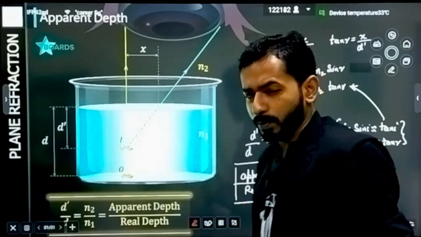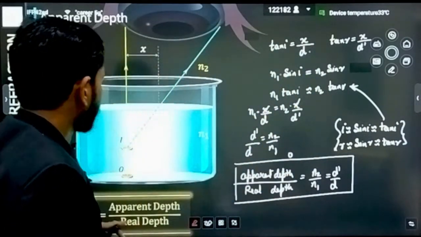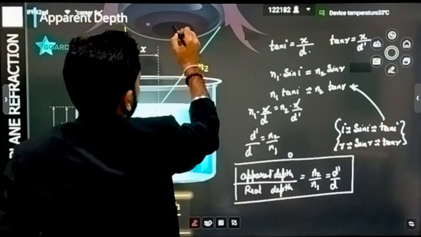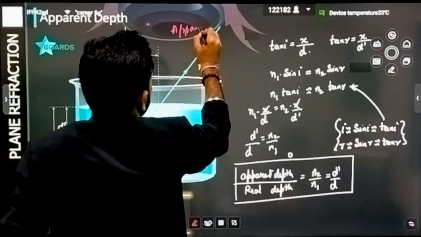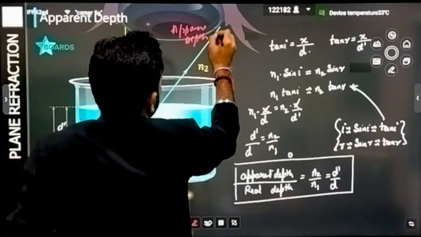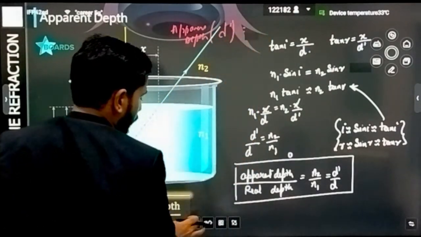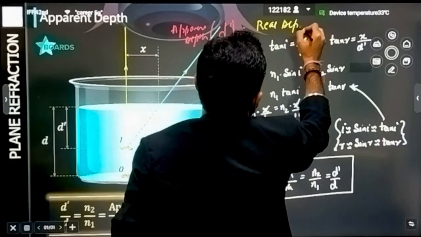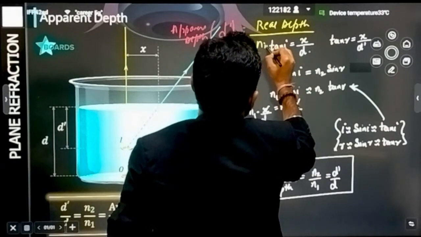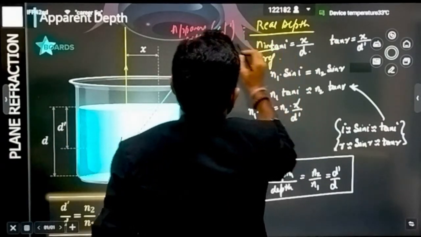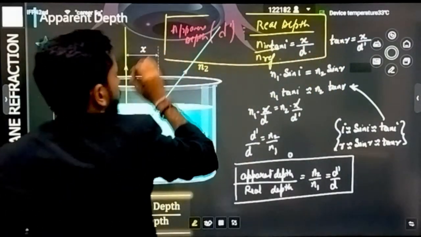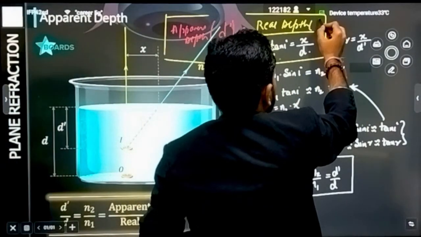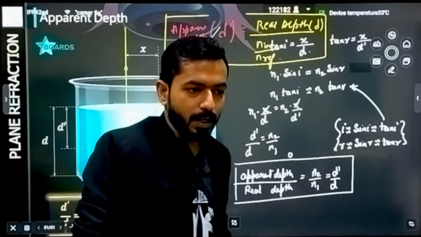For your board perspective, you have to remember this complete derivation. What is the final result that you will be writing here, how this formula you have to remember, that I am telling you. You will be writing apparent depth, or the thing that I have represented as d dash, is equals to real depth divided by n of incident medium divided by n of refractive medium. It is defined as apparent depth d dash is equals to real depth, that is also represented as d, divided by n of incident medium divided by n of refractive medium.